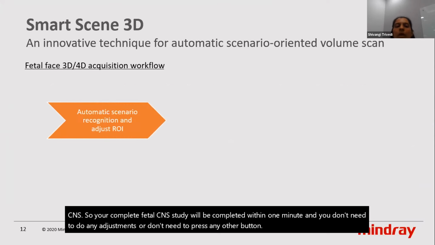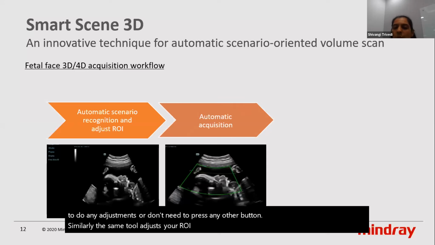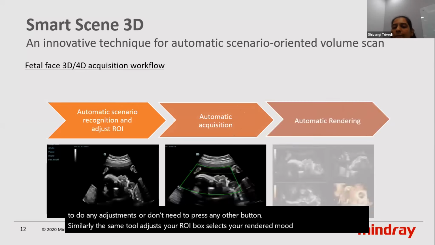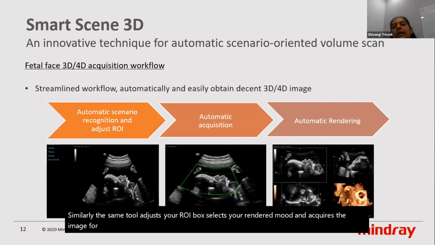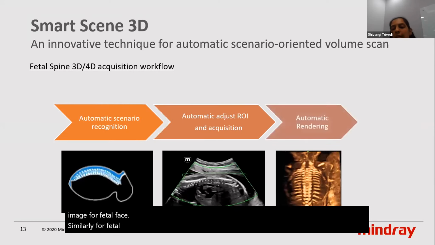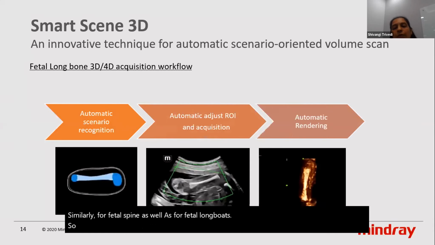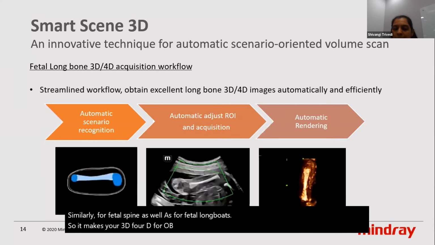Similarly, the same tool adjusts your ROI box, selects your rendered mode, and acquires the image for fetal face, similarly for fetal spine, as well as for fetal long bones. So it makes your 3D 4D for OB imaging very, very easy.